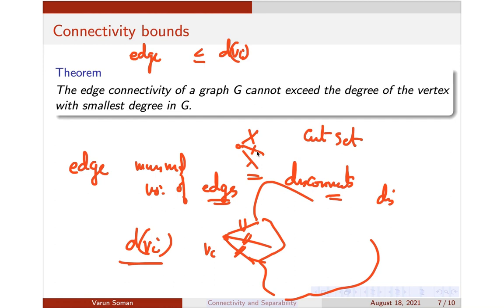I don't know whether edge connectivity is exactly equal to d of vi, but it can also be less than or equal to. So we can say that because you had a vertex vi with minimal degree, if I just delete the edges incident on this vi, the graph will become disconnected. So this process creates a cut set, and the number of edges in that cut set, which is equal to d of vi, should always be greater than or equal to the edge connectivity. Why? Because edge connectivity is the minimal number of edges required to be removed so that the graph becomes disconnected. So it's a very simple and straightforward theorem.